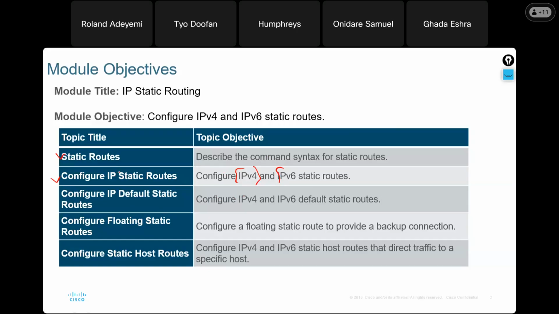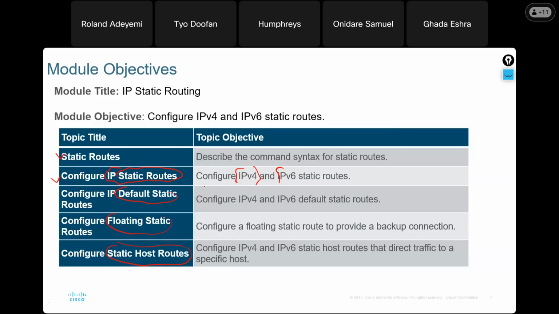So this is the first one we're going to do: static routes. Then we're going to do default static routes. We're also going to do floating static routes. And then we're going to configure static host route. So it's a long journey today. But once you know how to configure one, the rest are very simple. You just need to know when to configure which one.